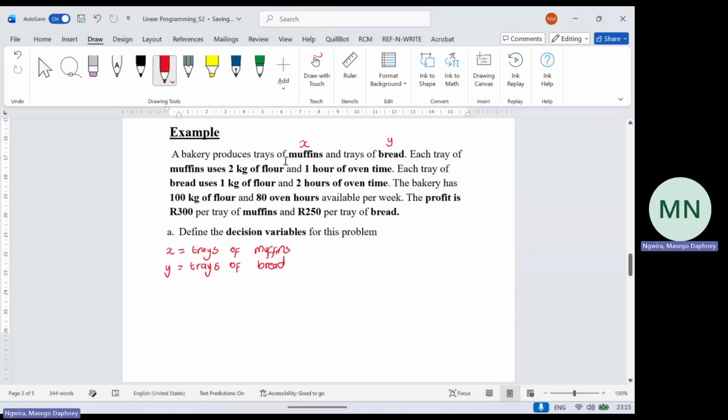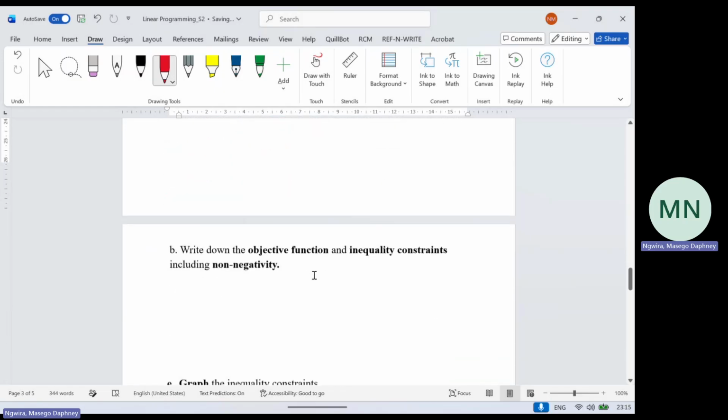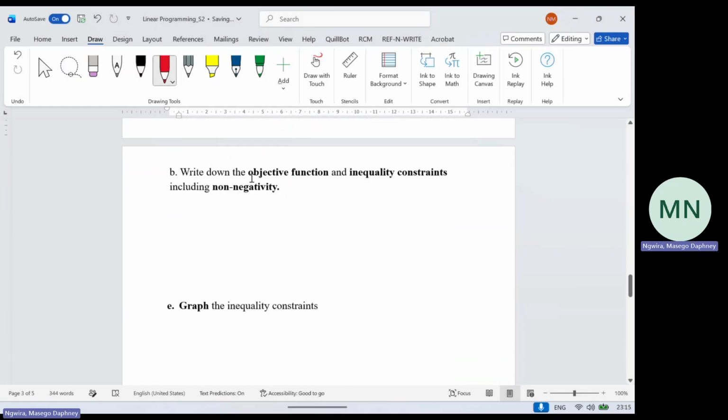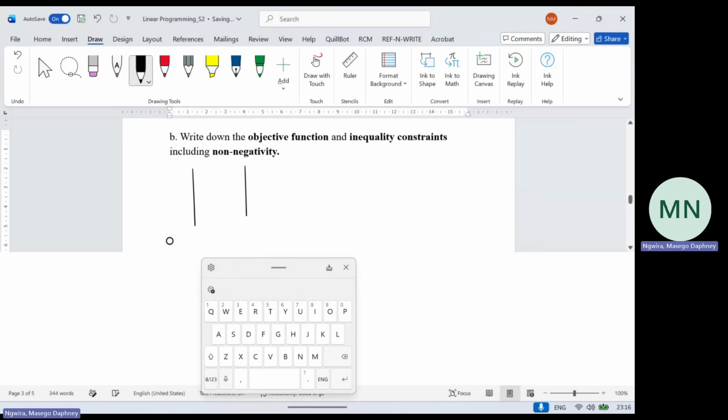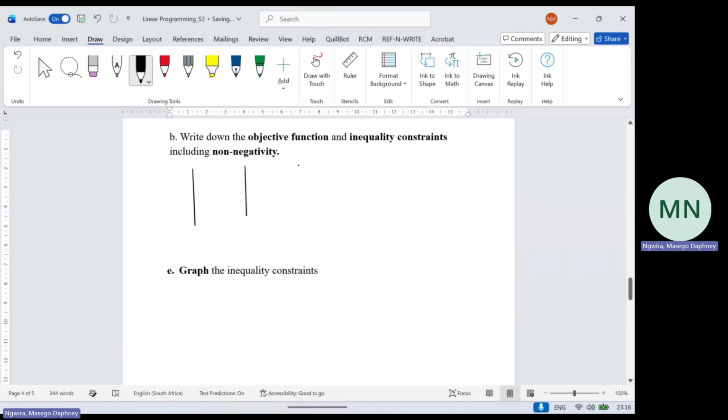All right. And then now we move on. They say write down the objective function and inequality constraints, including non-negativity. Now you know we have to draw the table. Okay. So I'm going to use the table like I did with the first one. So we already know our X and Y. I find it easy with the table. I hope you'll also find it easy with the table.